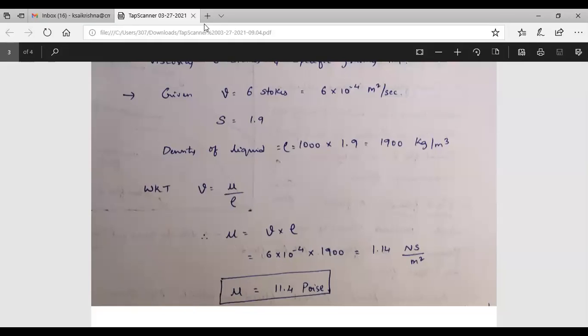Anil Kumar, 374. What is 1 poise in terms of Newton second per meter square? 1 poise equals 1 by 10 Newton second per meter square. Right. Very good. Next.